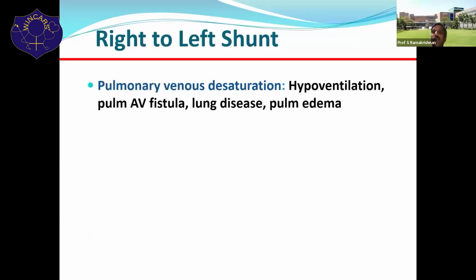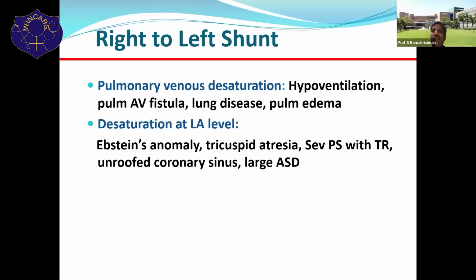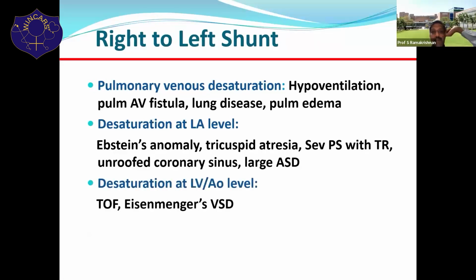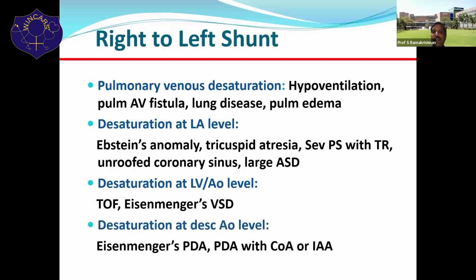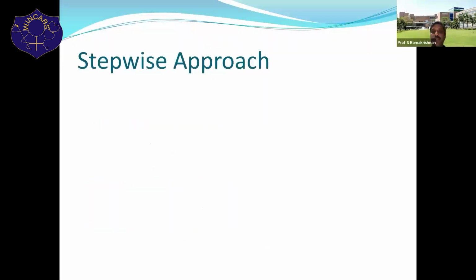For right to left shunt, pulmonary venous desaturation, we discussed that case, a lot of things can be there. Desaturation at the LA level can be due to various causes: severe PS, unroofed coronary sinus, large ASDs, common atrium. Desaturation at the LV or aortic level: Tetralogy of Fallot, Eisenmenger VSD. Desaturation at the descending aortic level: PDA Eisenmenger, or PDA with coarctation or interruption. All these are the causes of right to left shunt.